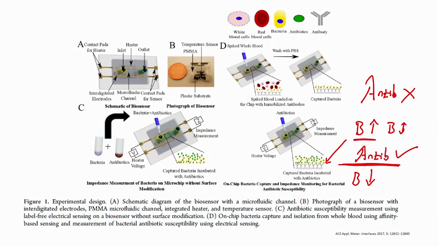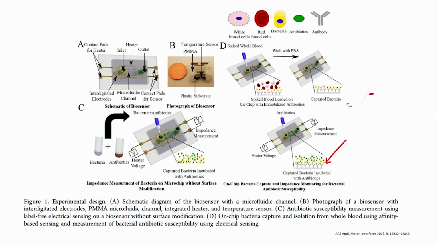Now, whether bacteria will grow, remain as it is, or die, we can measure with the help of interdigitated electrodes. And how? By using the impedance analyzer. So, we can measure impedance, like you can see here, of the interdigital electrodes when the bacteria are incubated with antibiotics in presence of growth media. What you see here, there is a heater voltage and then there is an impedance measurement.